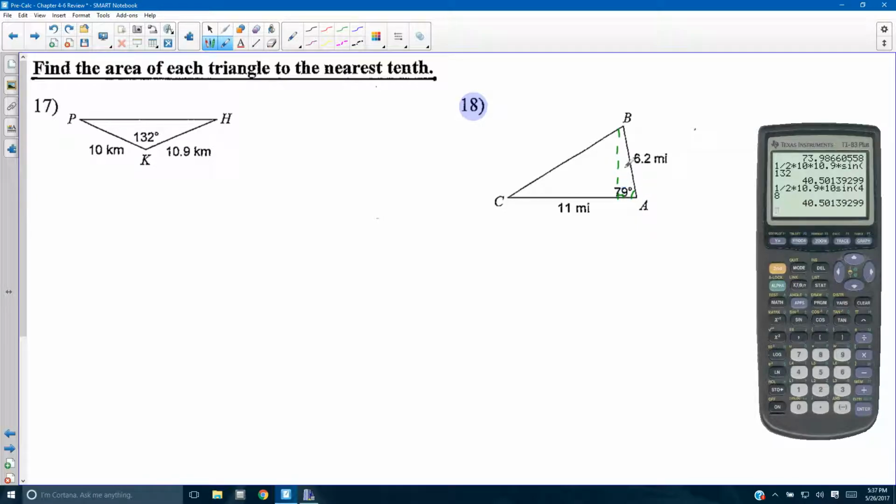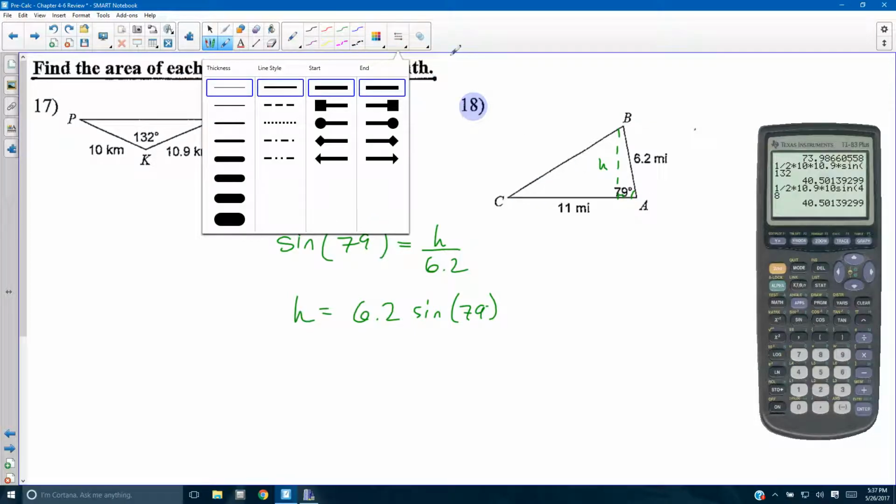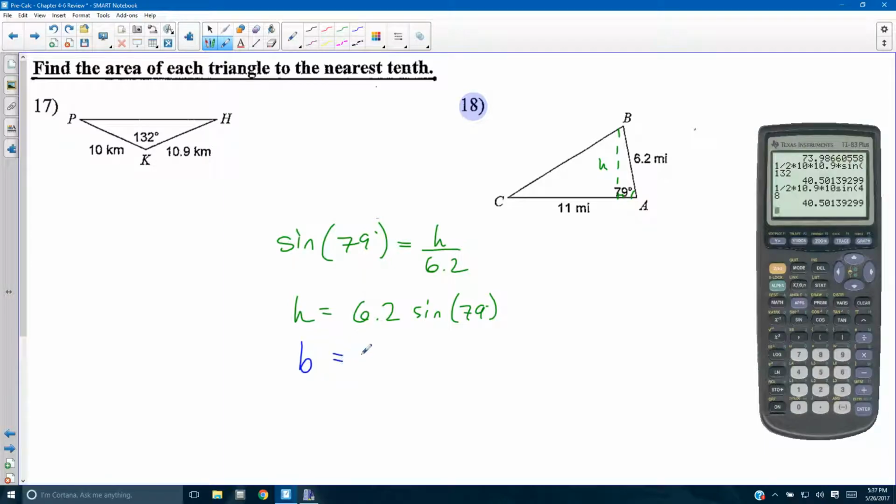I have a little tiny triangle right there where I can determine this height using sine of this angle measure, sine of A, 79, equaling h over 6.2 miles. So h can be re-represented as 6.2 times sine of 79 degrees here. Okay, now if I chose that as the height, obviously I chose the bottom here as the base. My base length here is 11 miles, so b is 11.